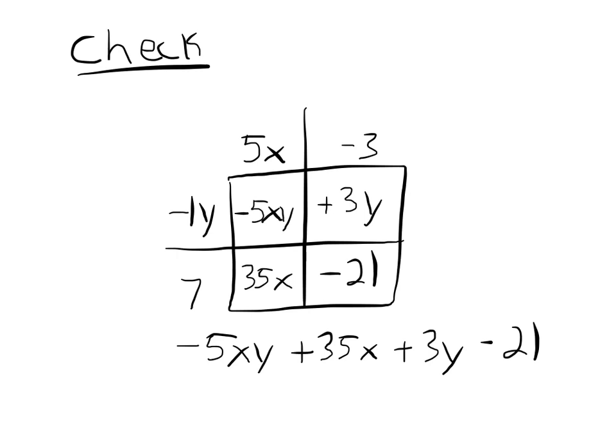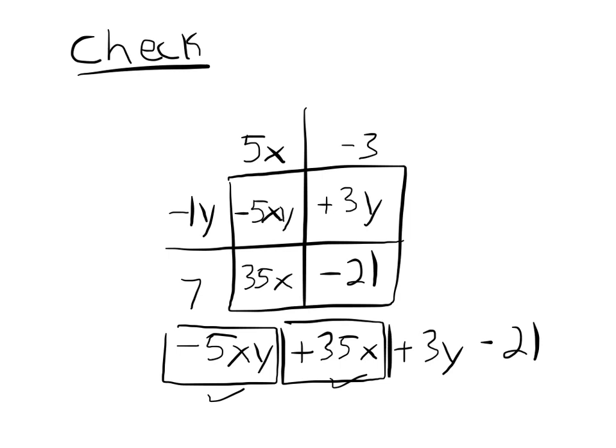And again, the order may not match up when you write it in descending order, but what you have to do is go and check. In your original problem, did you have a negative 5xy? And the answer is yes, you did. Did you have a positive 35x? And the answer is yes, you did. Did you have a positive 3y? And the answer is yes, we did. Did you have a negative or minus 21? The answer is yes, you did. Okay, so all of those terms check out with the original.